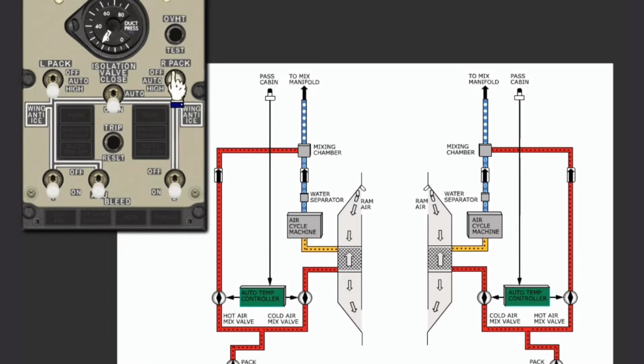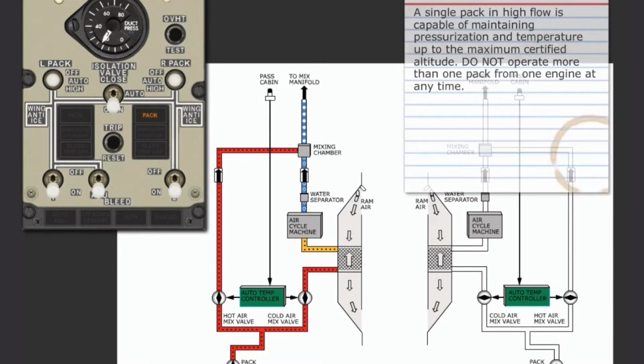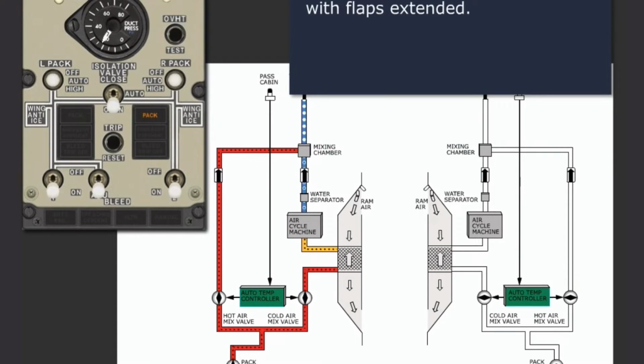With both packs operating and both switches in auto, each pack operates at low flow. However, if only one pack is operating, the system automatically switches to high flow in order to maintain adequate ventilation. Automatic switching to high flow is inhibited when the airplane is on the ground or in flight with the flaps extended to ensure adequate engine power for single-engine operation.